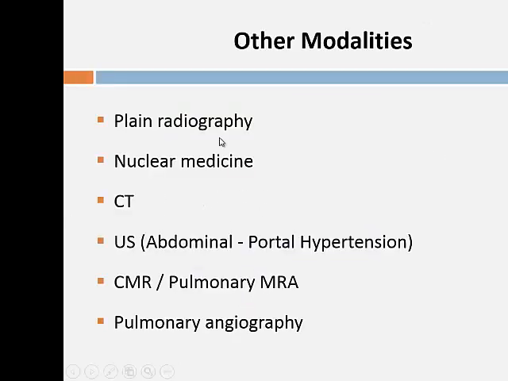So what do we do in terms of imaging? You've heard about echo, and echo has a very important role in identifying patients with pulmonary arterial hypertension. It can identify surrogately pulmonary pressures, but also it can give you some information about the right heart.